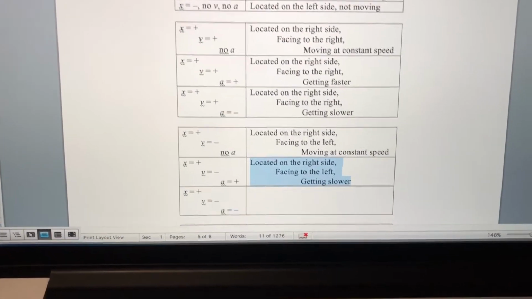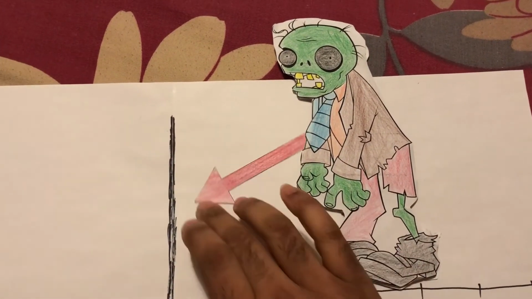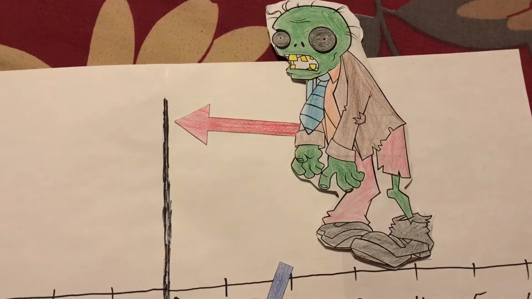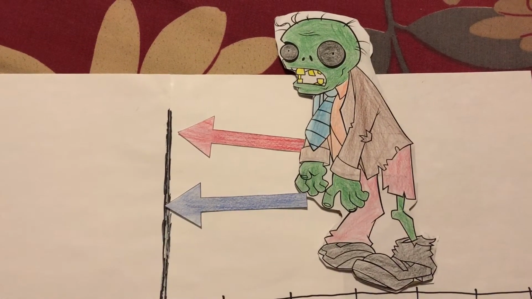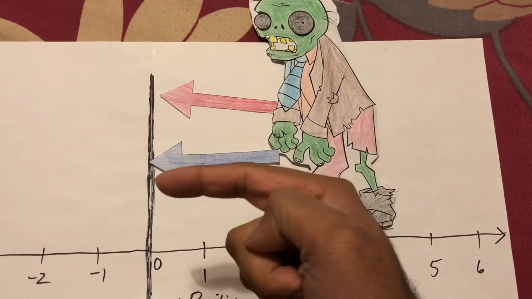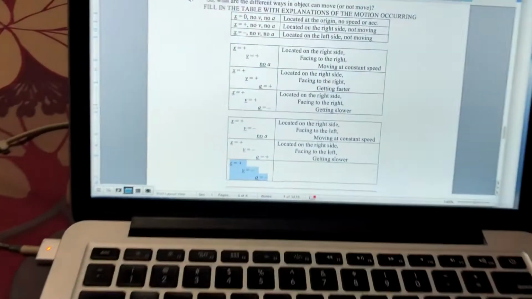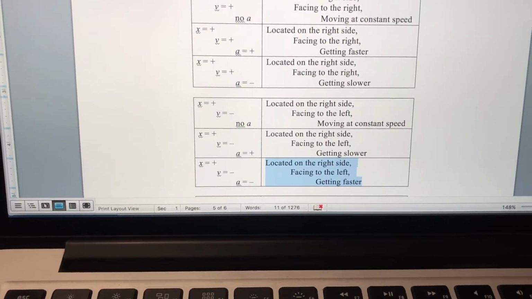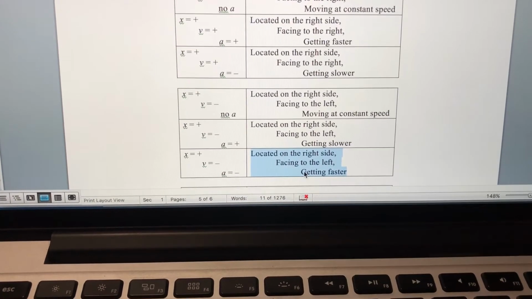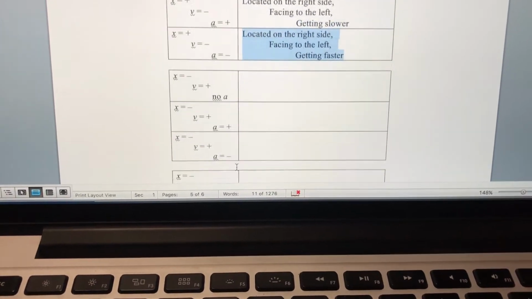And the last one in this third block, give it a negative acceleration instead. Now that's going to make it go faster to the left while it's still on the positive side. So it's still on the positive, still on the right side. You're facing left and you're going to get even faster.